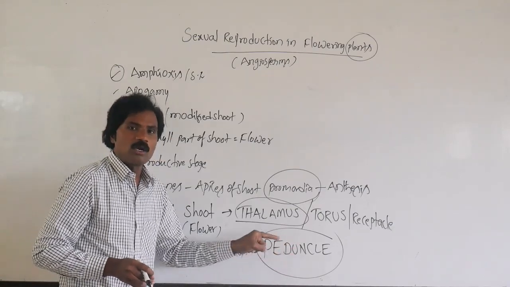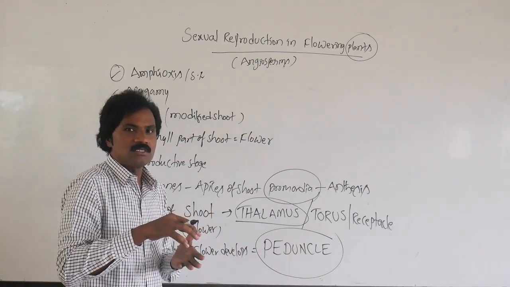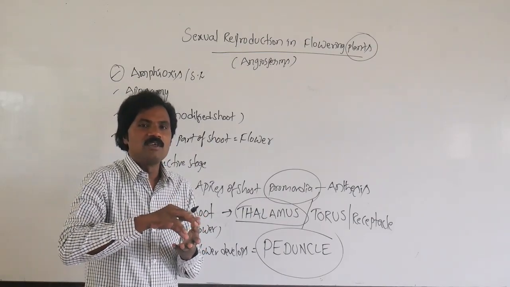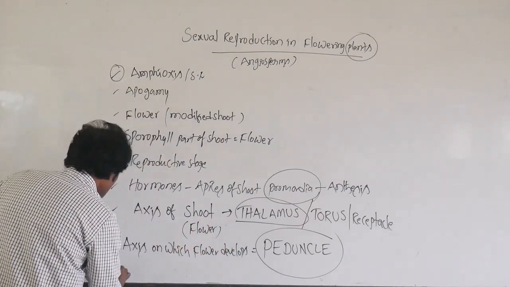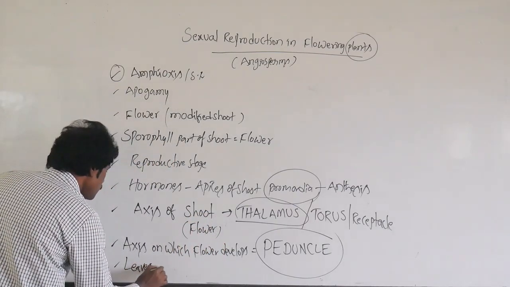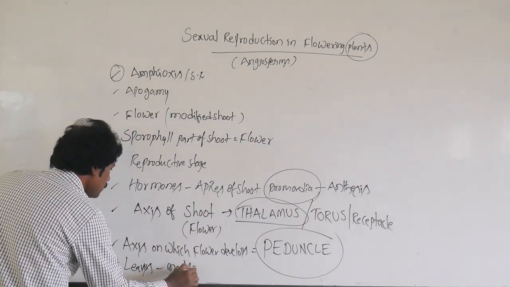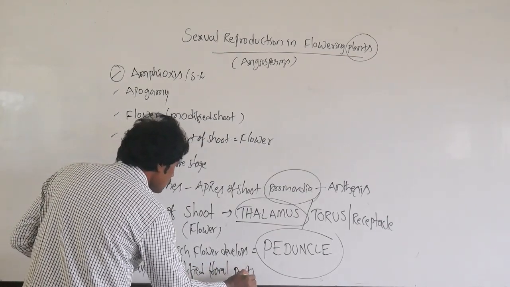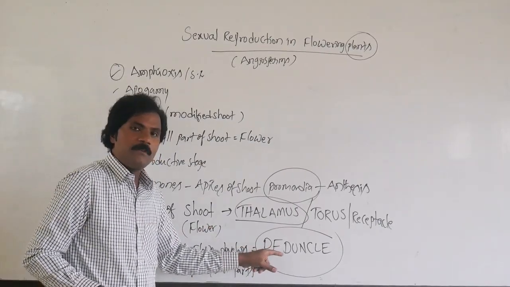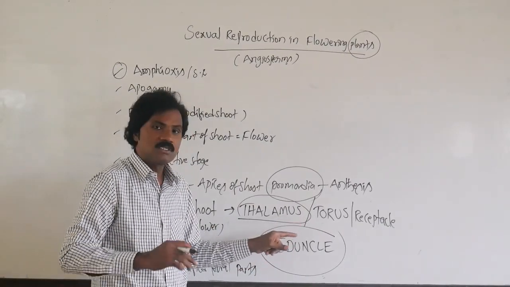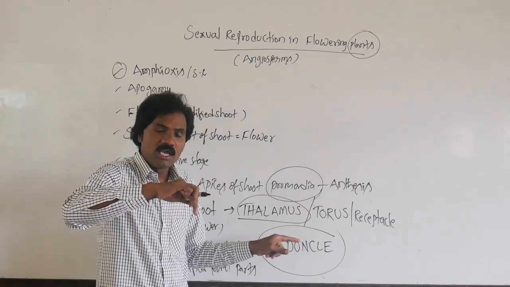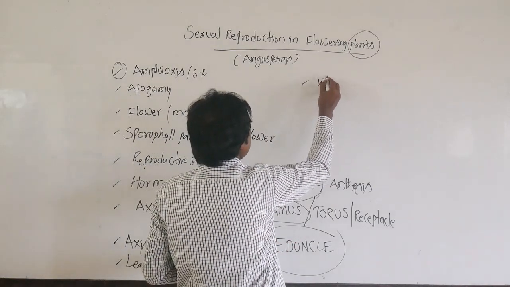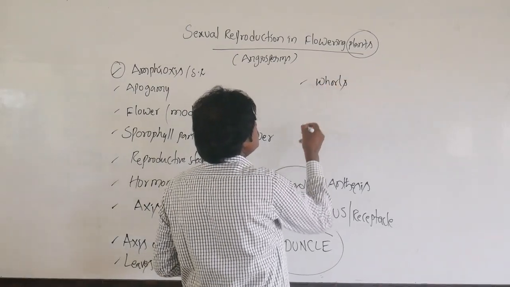On that particular peduncle, what are the modified floral parts? The leaves are the modified floral parts. So on the peduncle, that means on the thalamus, the floral parts originate in the form of whorls, and the floral parts are present in the form of different whorls.